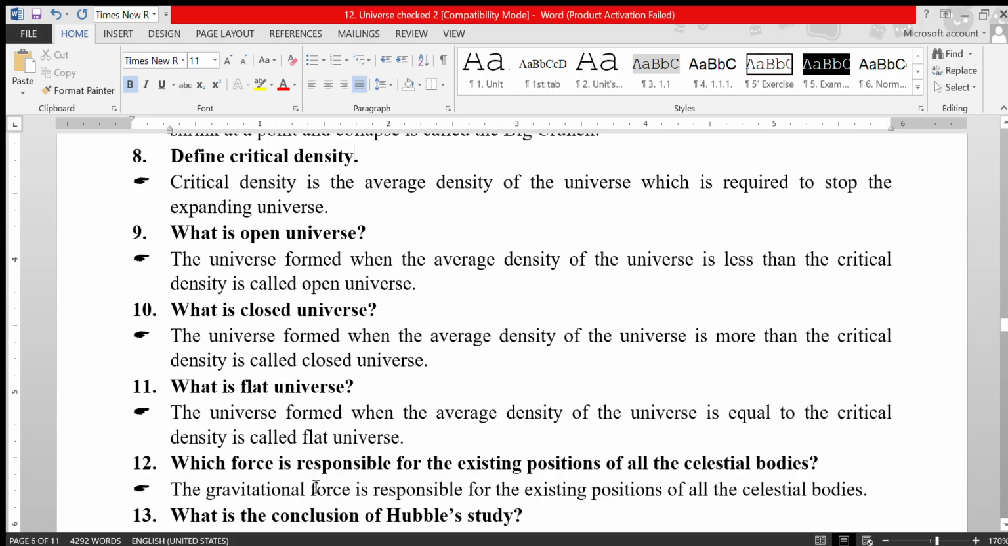Which force is responsible for the existing positions of all celestial bodies? Gravitational force.